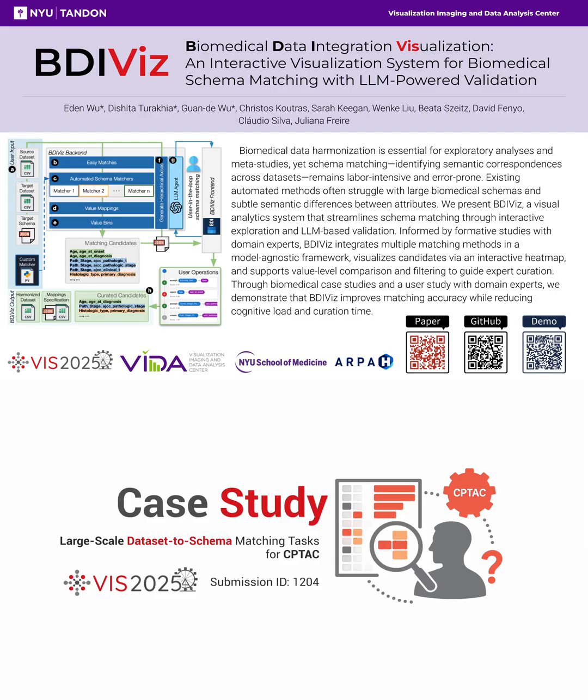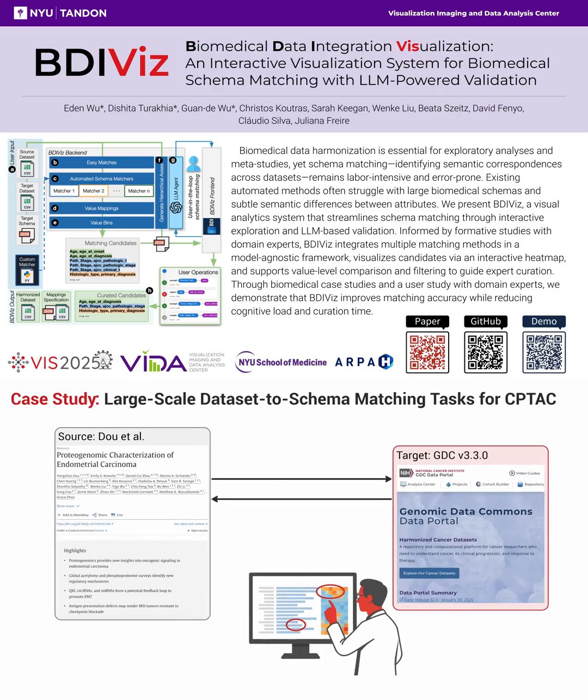Carried out a study on endometrial carcinoma in the context of the Clinical Proteomic Tumor Analysis Consortium, CPTAC. To be included in a pan-cancer analysis that studies multiple cancer types, their data must be mapped to the GDC schema. The source dataset from Doe et al. consists of 179 attributes. The researchers must identify correspondences between these and the 740 GDC attributes.